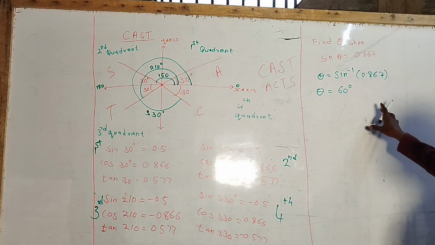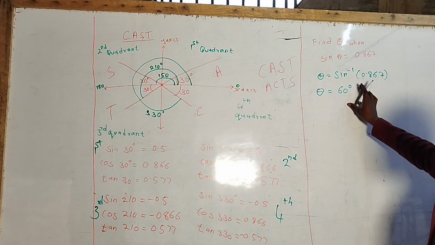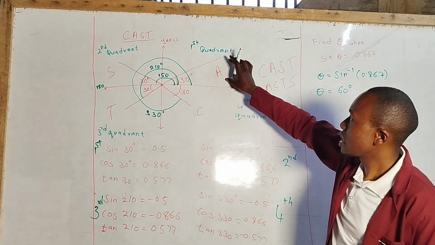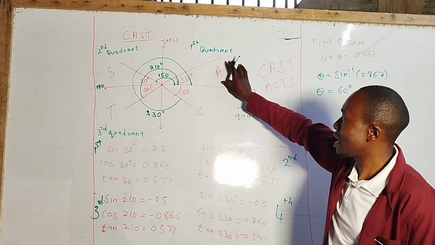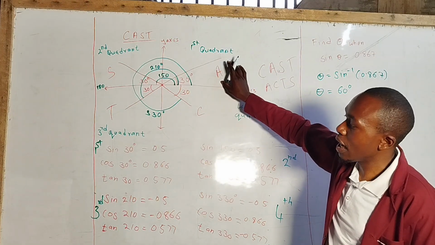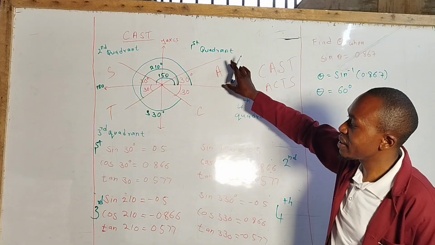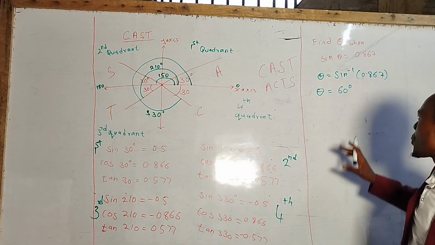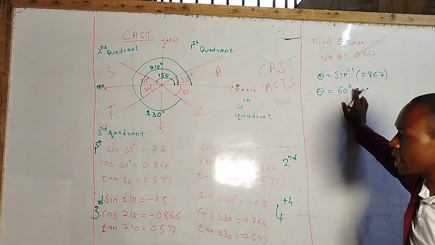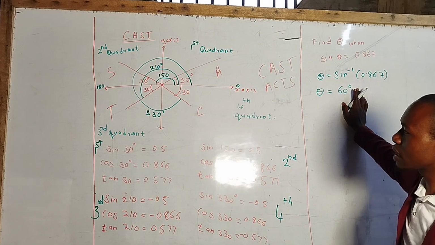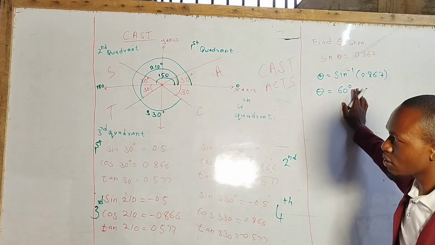So remember that I have 60 degrees. This 60 degrees is in the first quadrant, because here all angles are positive. All trigonometric ratios are positive in the first quadrant. Then we can also have 60 degrees in another quadrant, and that quadrant is the second quadrant.